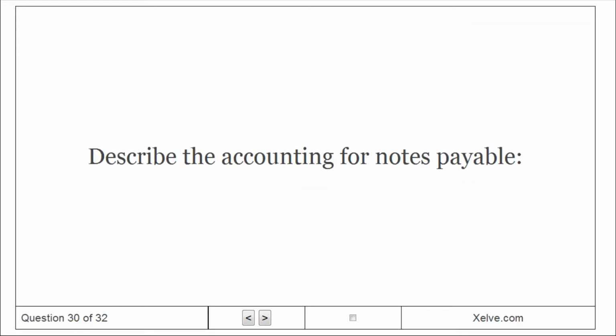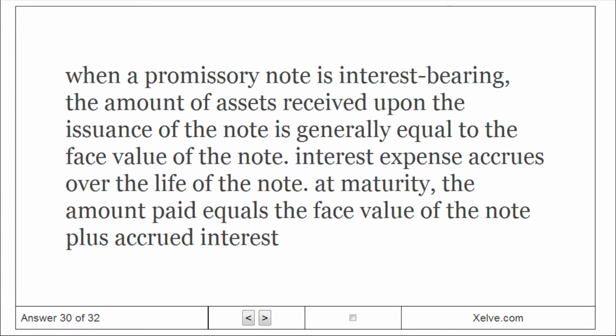Describe the accounting for notes payable. When a promissory note is interest-bearing, the amount of assets received upon the issuance of the note is generally equal to the face value of the note. Interest expense accrues over the life of the note. At maturity, the amount paid equals the face value of the note plus accrued interest.